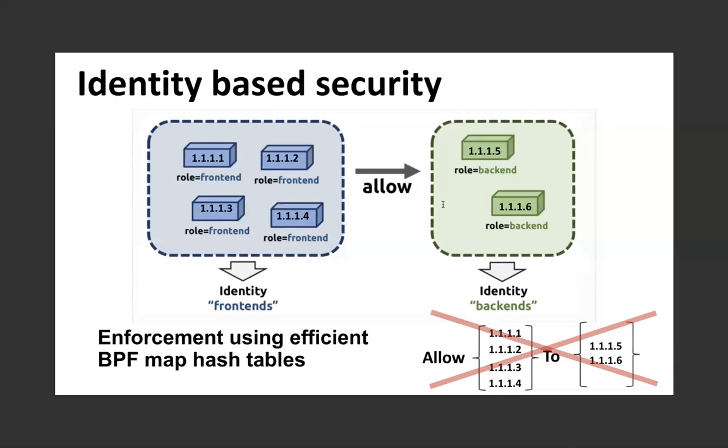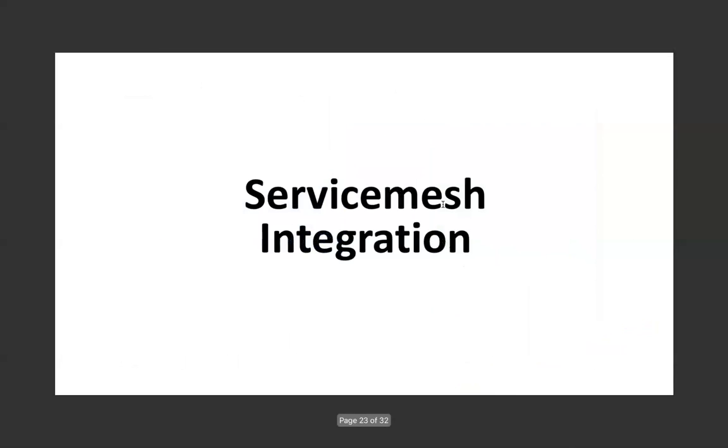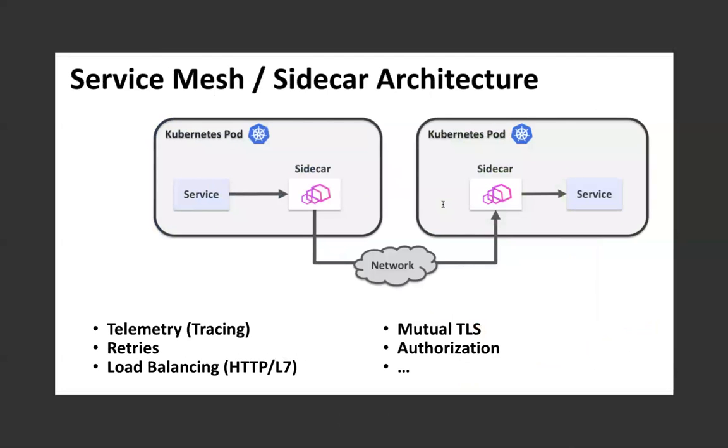So this is the network security policy enforcement. The last bit that we're diving into is the service mesh integration. I think everybody on this call is familiar with Istio. It doesn't really matter which service mesh it is, but the overall service mesh idea, right? Kubernetes pods get functionalities such as tracing, retries, load balancing, mutual TLS authorization, and so on.